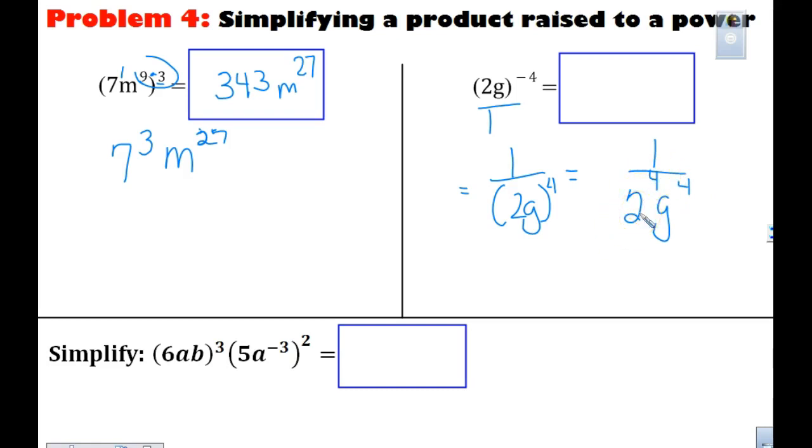So leave out my calculator, I'm going to put in 2 to the fourth. Everyone else, put yours in your calculator, 2 to the fourth. So as we are looking at that, Levi, we're going to end up with? So 1/16, and then what? And g to the fourth.